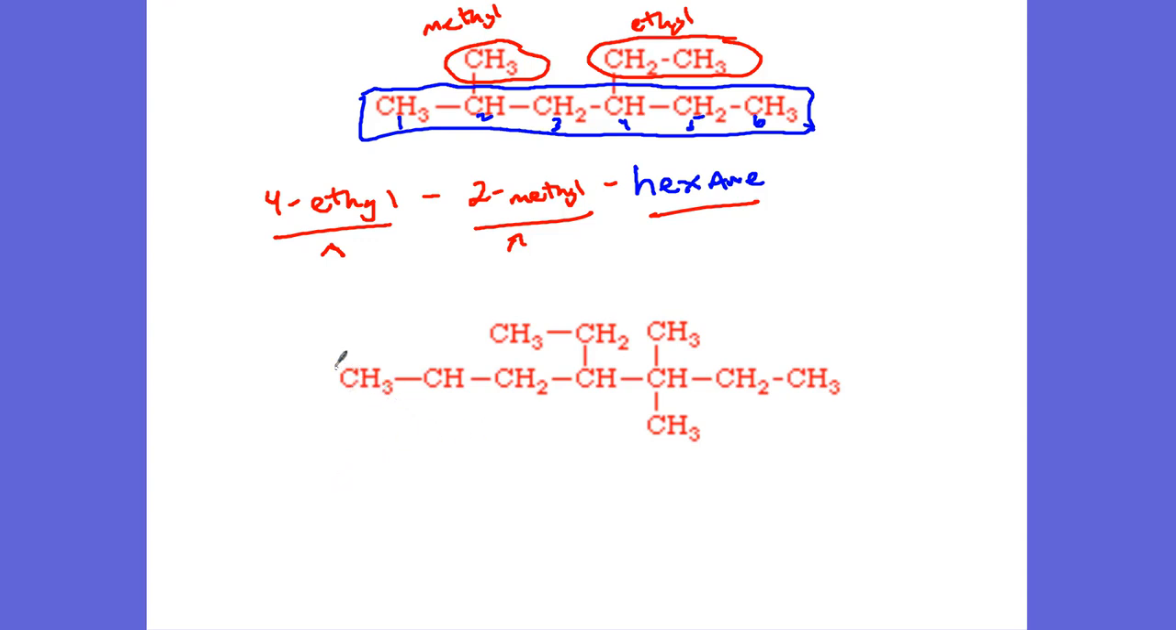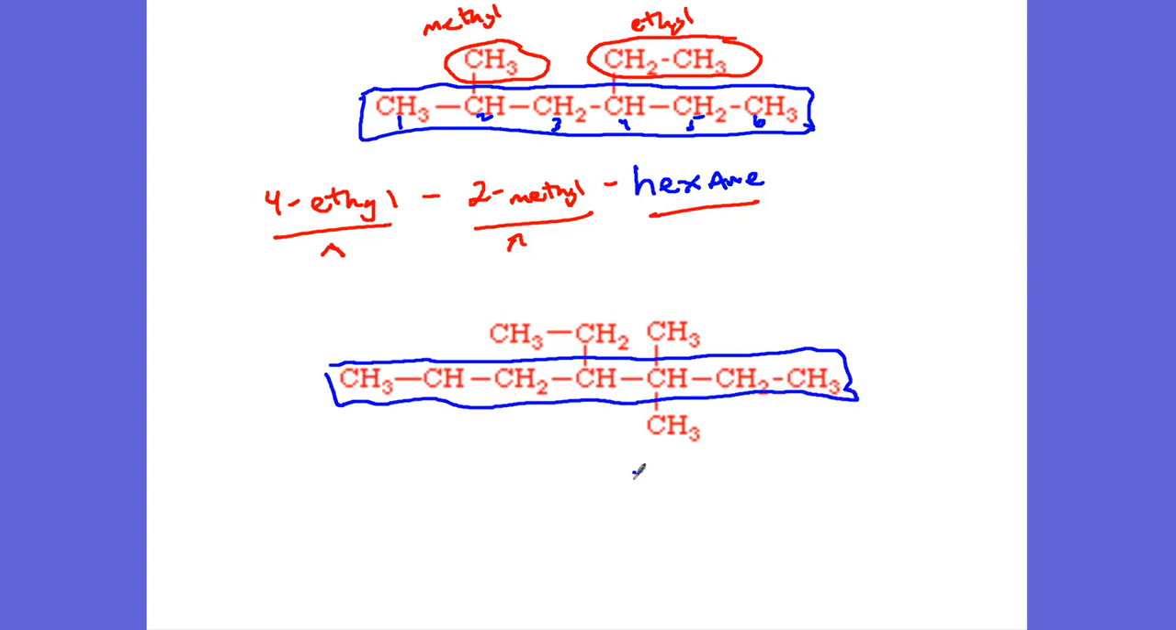So here, let's take a look at our longest chain. Our longest chain is obviously this long chain right here. Let's count how many carbons I have. I have 1, 2, 3, 4, 5, 6, 7. That would be heptane. Okay, now am I going to number left to right or right to left? Well, let's see, 1, 2, 3, 4. 1, 2, 3. So I'm going to label it this way, 1, 2, 3, 4, 5, 6, 7 from right to left.